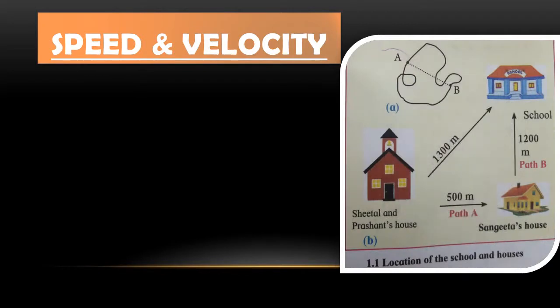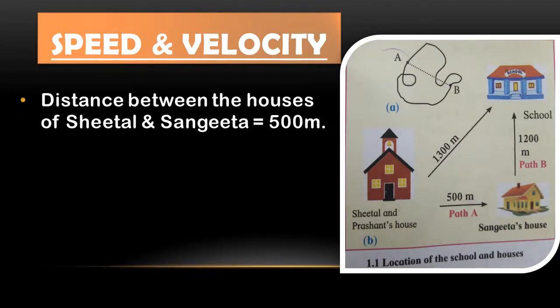Now student, on page number 1 of your textbook, this example is given, that is location of the school and houses. So we have to see this numerical. First is the distance between the houses of Sheetal and Sangeeta. Here it is given that Sheetal first went to her friend Sangeeta's house on her way to school. That means Sheetal started her journey from her house to Sangeeta's house, then she went to school.